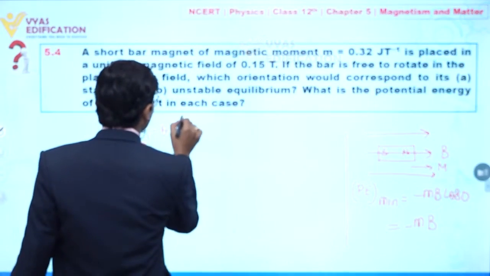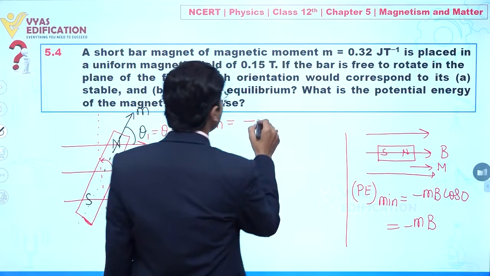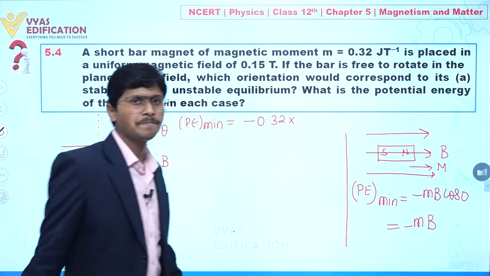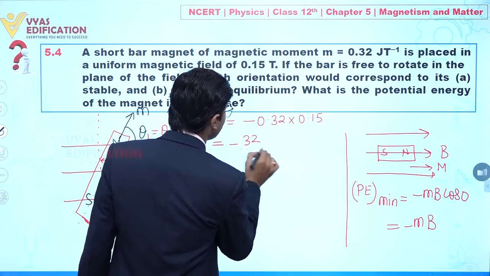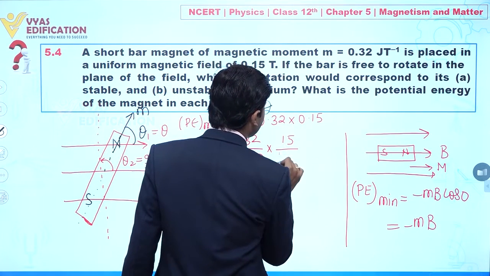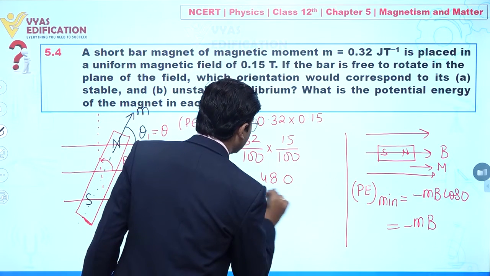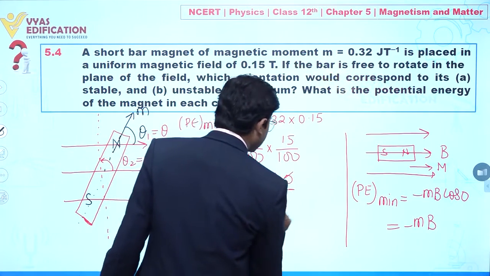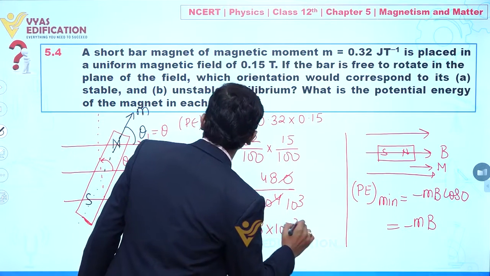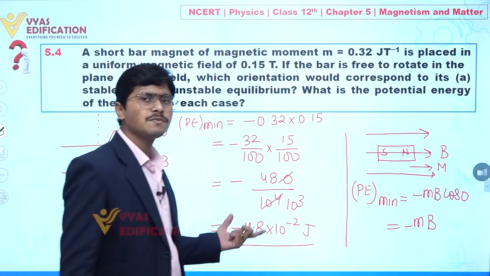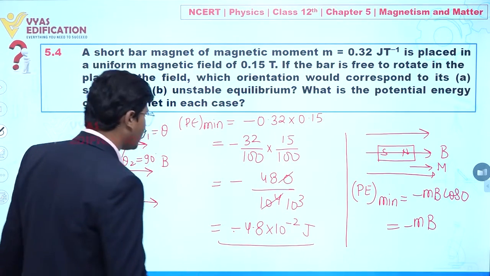Now concentrate. If I write all the values, the minimum potential energy is given by minus m, where m is given as 0.32, multiplied by B. B is the magnetic field, whose value is 0.15. So this is 32 by 100 multiplied by 15 divided by 100. If you multiply, we get 48 divided by 10 to the power 4, which is minus 4.8 into 10 to the power minus 2 joule. So the potential energy we are getting is minus 4.8 into 10 to the power minus 2 joule, and this is the condition of stable equilibrium.